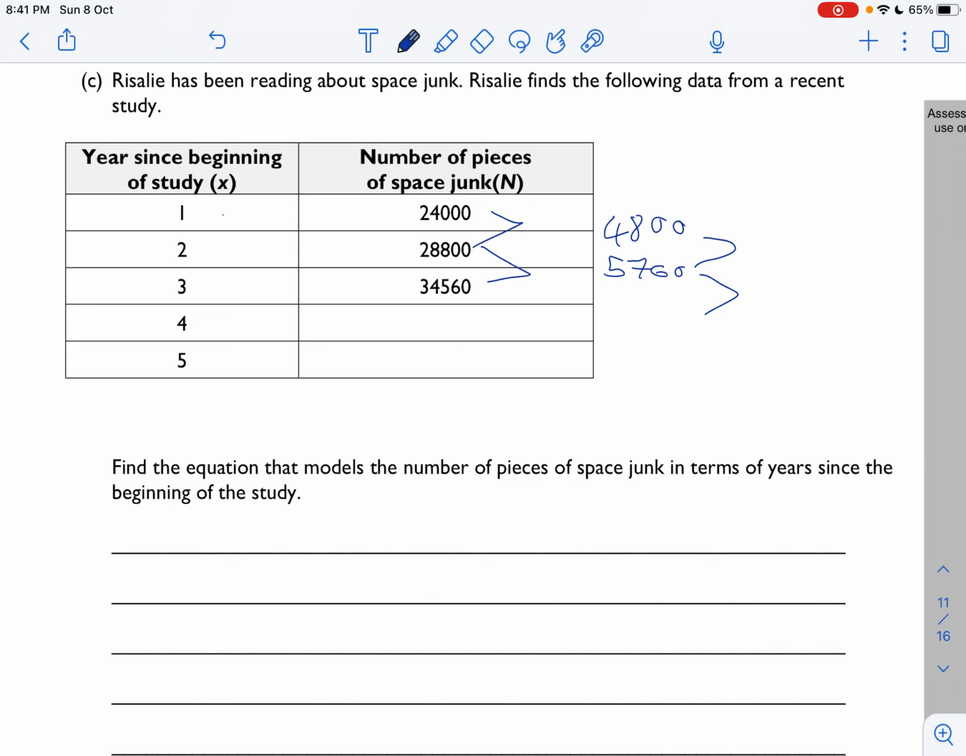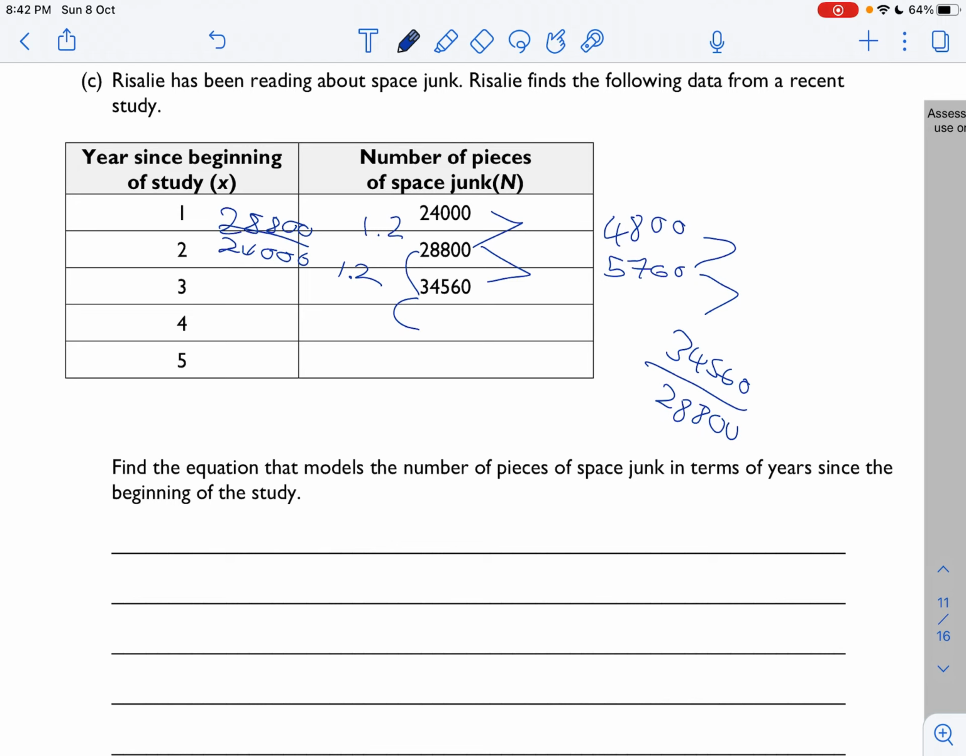And if you go 28800 divided by 24, we find that that is 1.2. And if we do the same for this one too, if we go 34560 divided by 28800, there is a common ratio of 1.2. So that means we're going to times by 1.2 to get the other two.